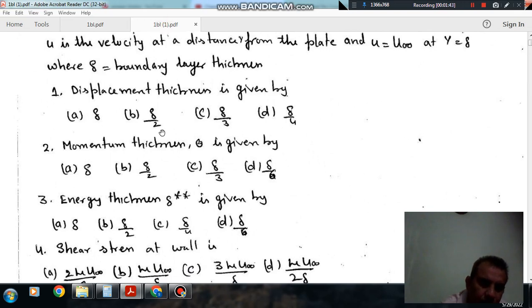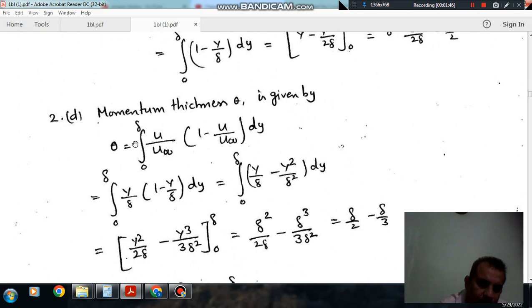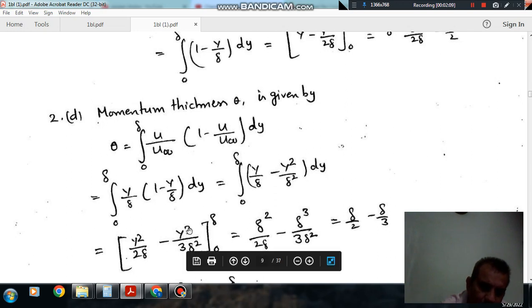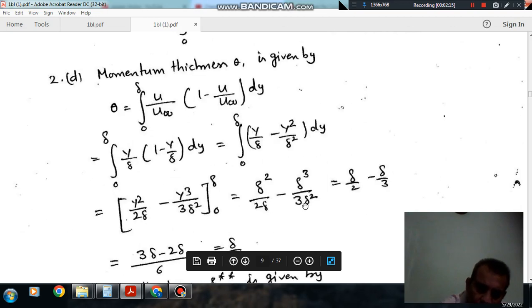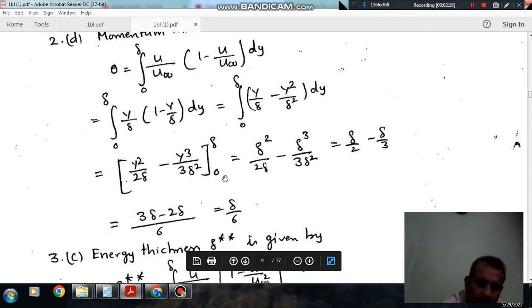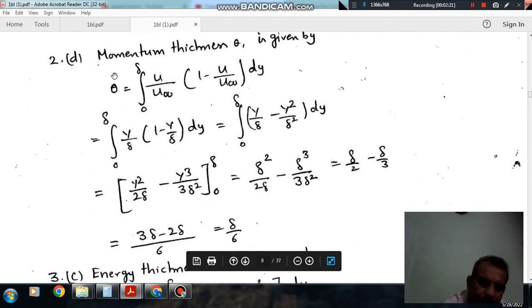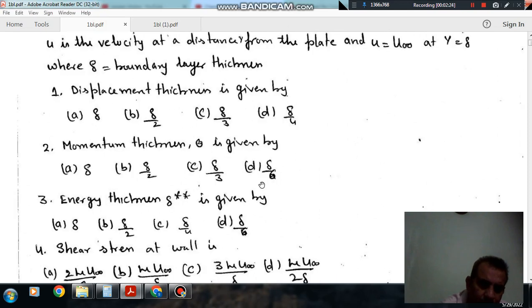Next is momentum thickness. For momentum thickness we have theta, the momentum thickness, is equal to the integral with limits 0 to delta of u by u infinity times bracket 1 minus u by u infinity dy, and u by u infinity is y by delta. So putting u by u infinity as y by delta and solving the integration, it will be y square by 2 delta minus y cube by 3 delta square, and now putting limits, it will be delta square by 2 delta minus delta cube by 3 delta square. Solving it, momentum thickness will be delta by 6. So the answer to question number 2 is D.